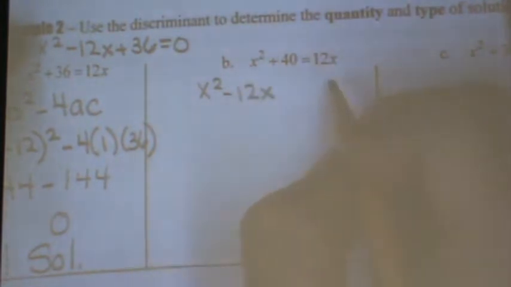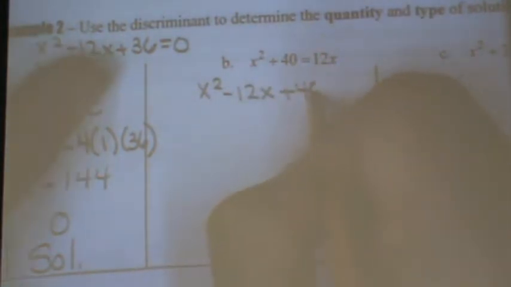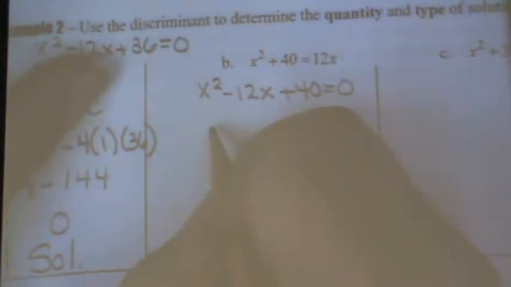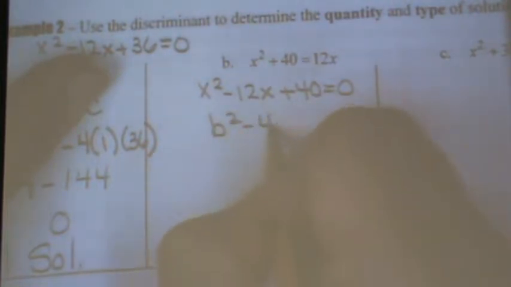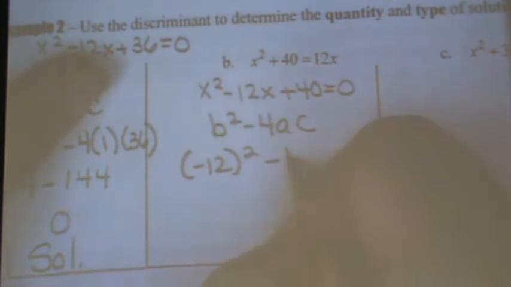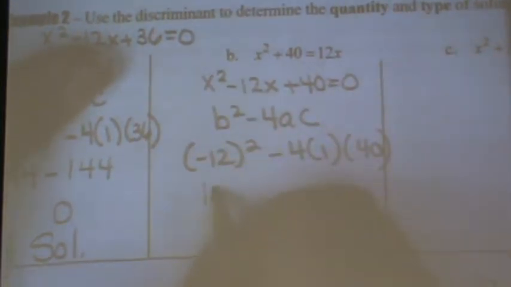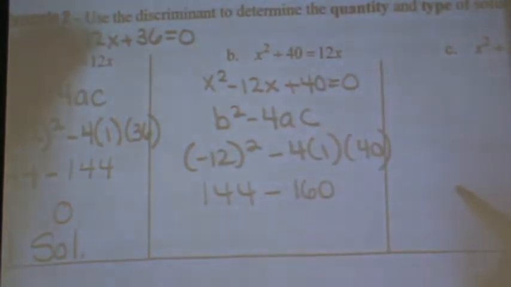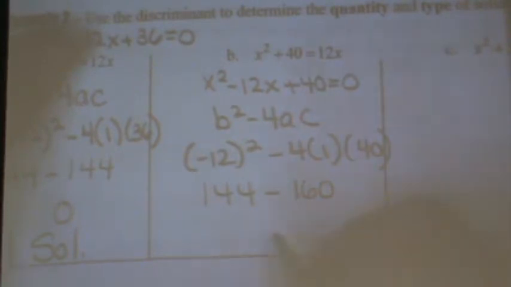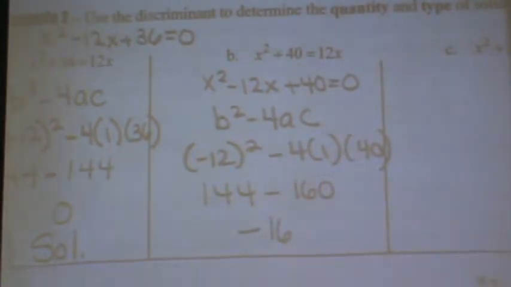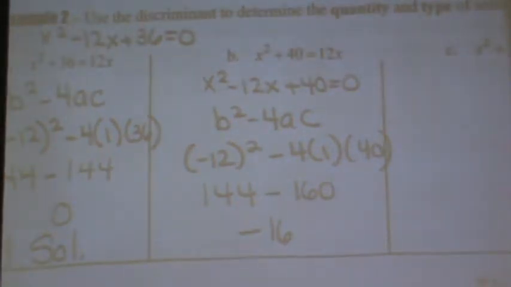x squared minus 12x plus 40. Let's see what happens here. We get b squared minus 4ac. So it's, again, negative 12 squared minus 4 times 1 times 40. So it's 144 minus 160. What's that answer? Negative 16. What does that mean for our solution? That means there's no solution.